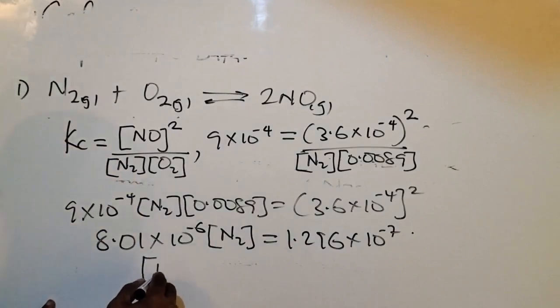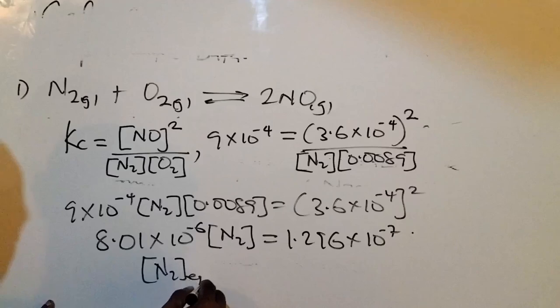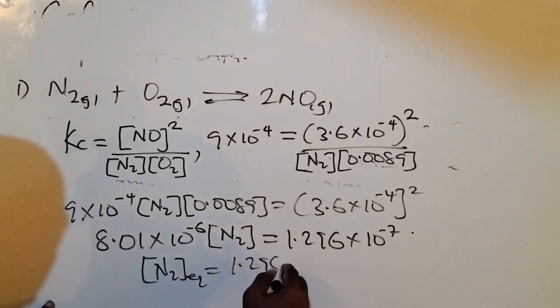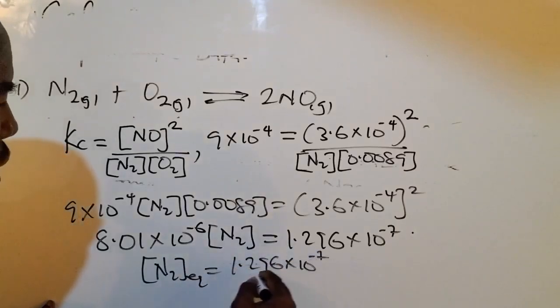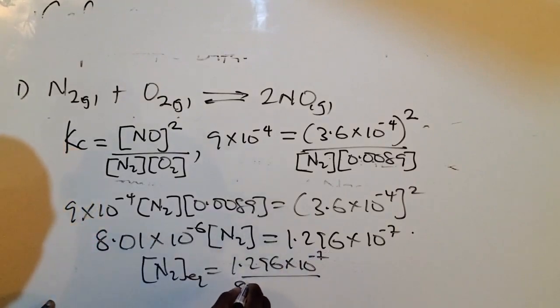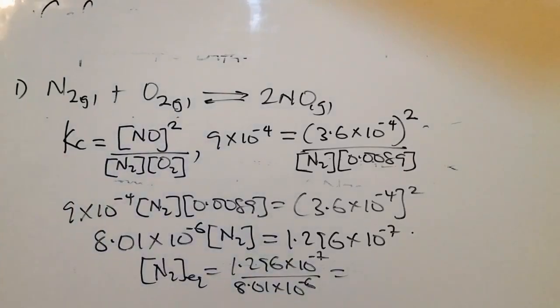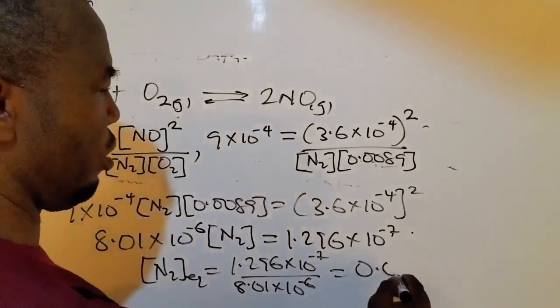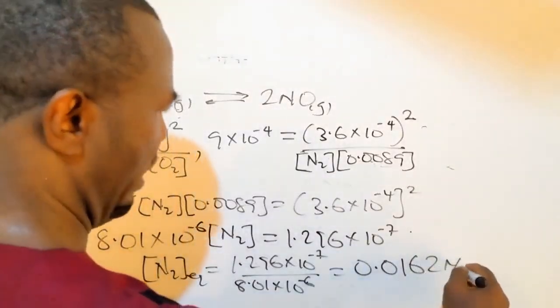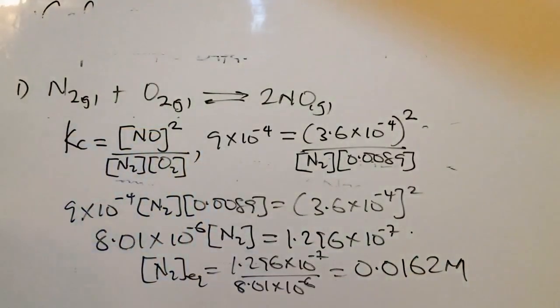So the concentration of nitrogen at equilibrium now becomes 1.296 times 10 power minus 7 all over 8.01 times 10 power minus 6. So solving this, we get our final answer as 0.0162. So this is the concentration of nitrogen at equilibrium, solved on the board. So remember that the equation assumes that the reaction is already at equilibrium.